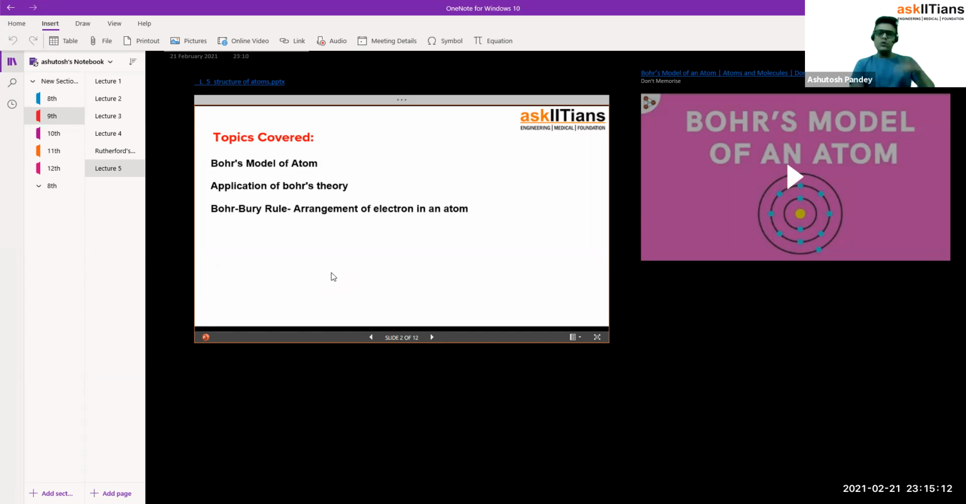Bohr's model of atom was very similar to that of Rutherford's model, but he made some very important changes. He proposed them, and we will discuss those. Then we will discuss the application of Bohr's theory, and then the Bohr-Bury rule, in which he proposed the arrangement of electrons in an atom. So let's start with Bohr's model of an atom.